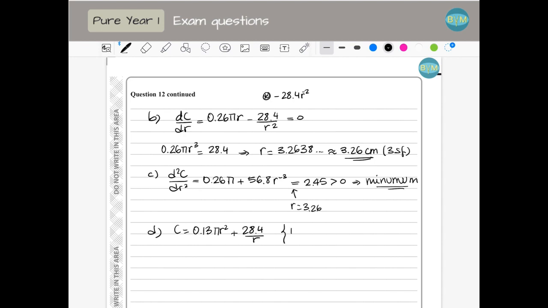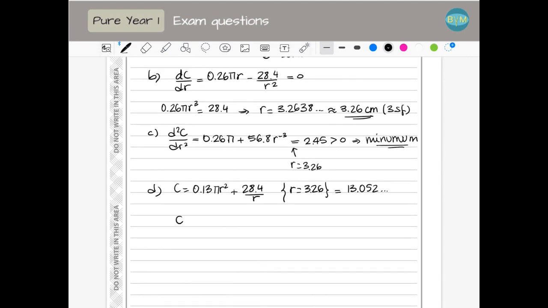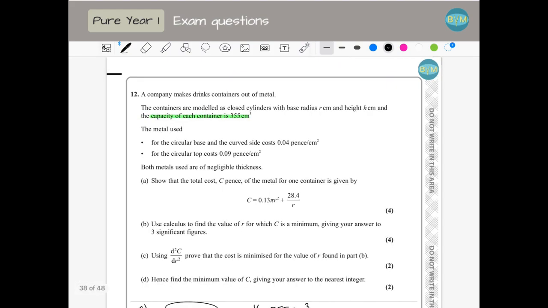So when r is 3.26, we have 13.052, and they say to the nearest integer, so the cost is going to be 13 pence to the nearest integer. And that's my answer. And that's all.